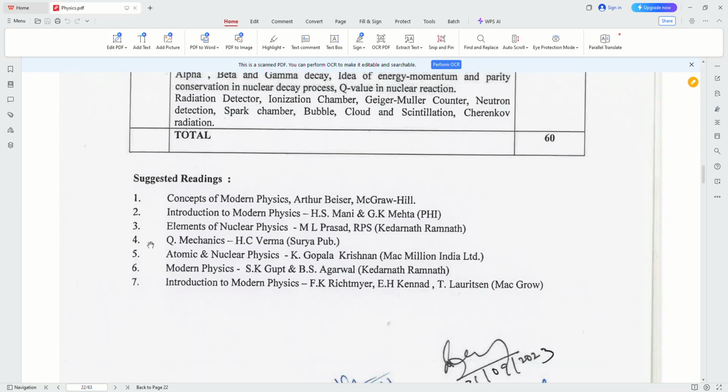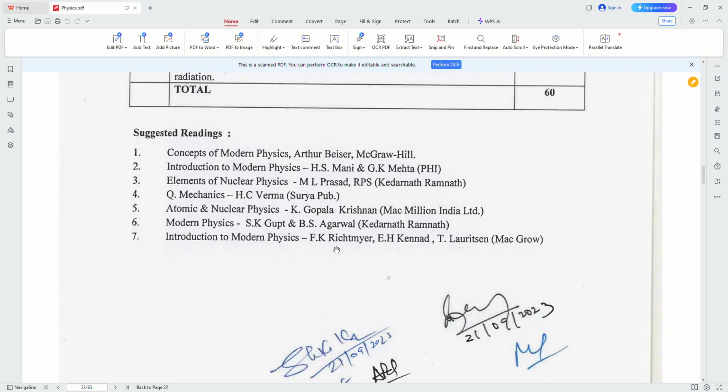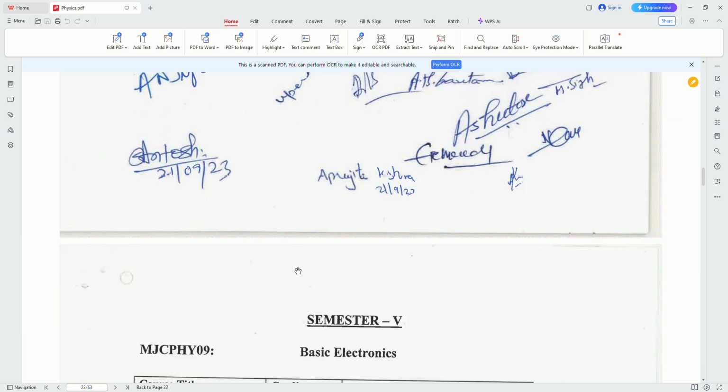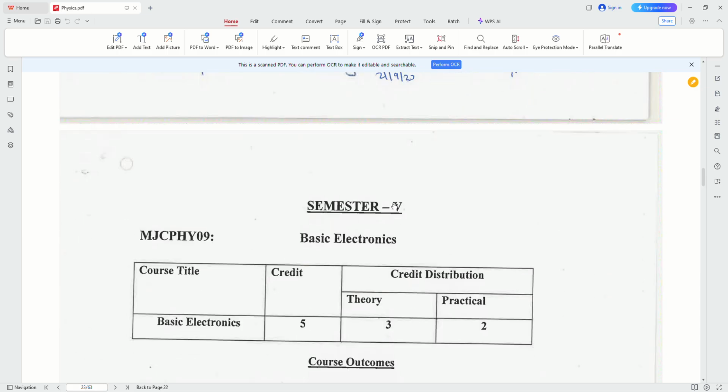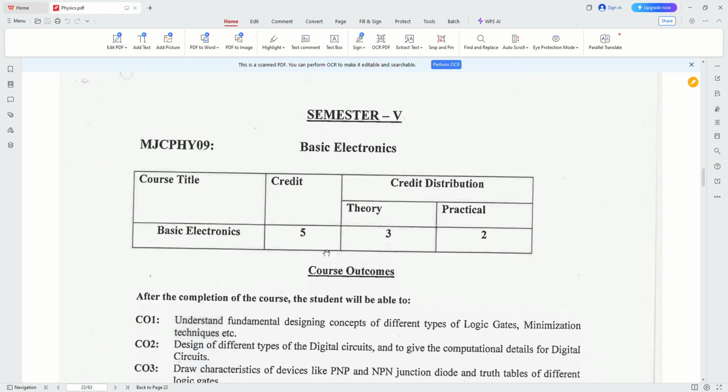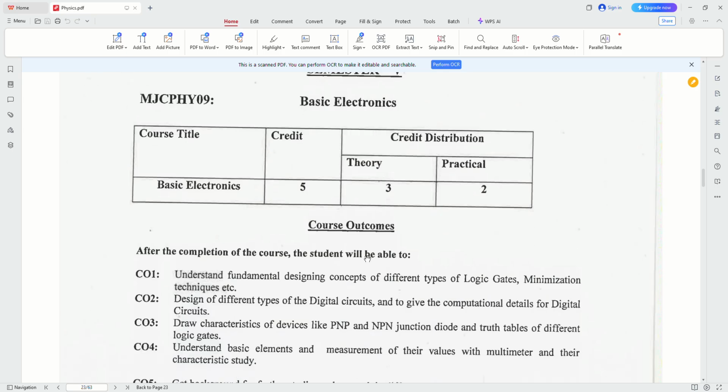So here she is suggesting Quantum Mechanics by S.C. Verma and M.C. Jain, Satya Prakash, Jagatak as well. So come to the point. Semester 5 MSc paper 9, Basic Electronics. Credit 5: theory is 3, practical is 2.